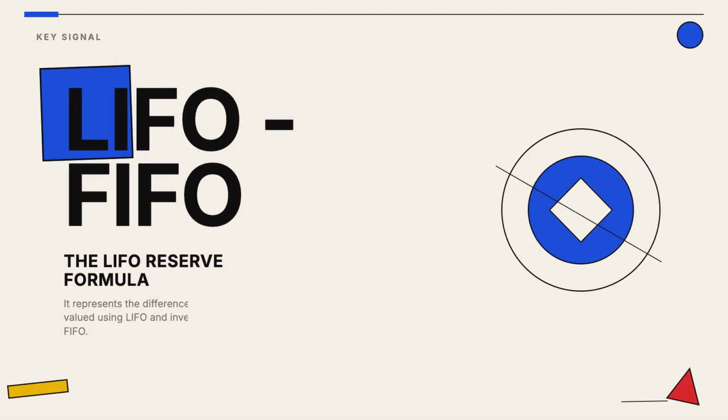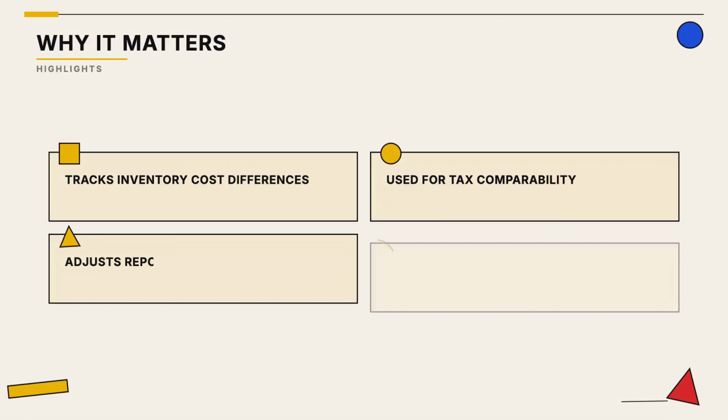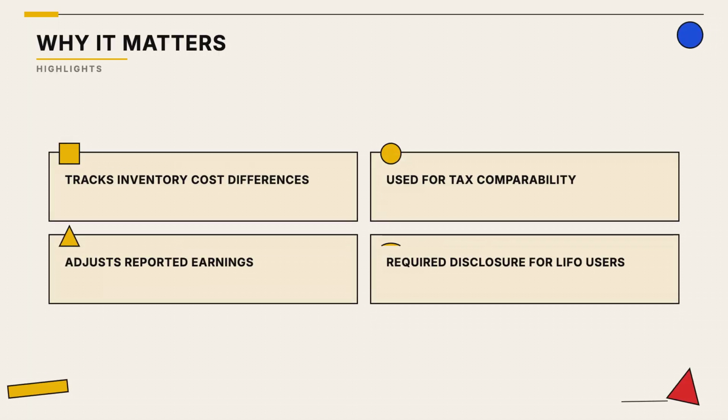It is simply the mathematical difference between the inventory value under the LIFO method and the value under the FIFO method. Companies use this to help investors compare their performance against competitors who use different accounting methods for their inventory costs.